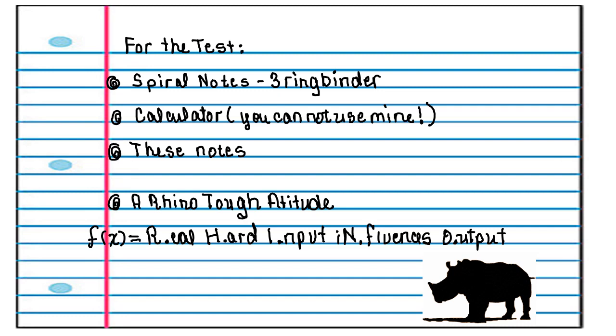So what do you need for this test? Make sure you got your spiral notes and your 3-ring binder. Make sure you have a calculator. You're not going to be able to use mine. You're going to need the notes from this video. And you're going to have a Reinhold tough attitude. RHINO stands for Real Hard Input Influences Output. You're going to need to know that.